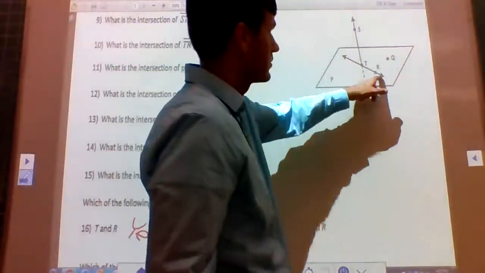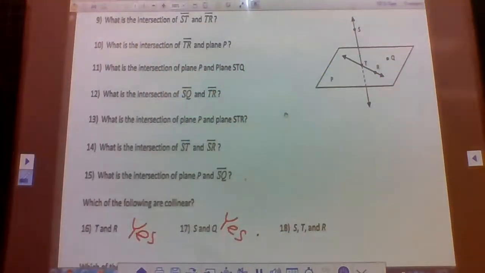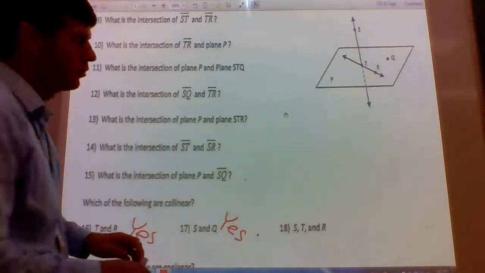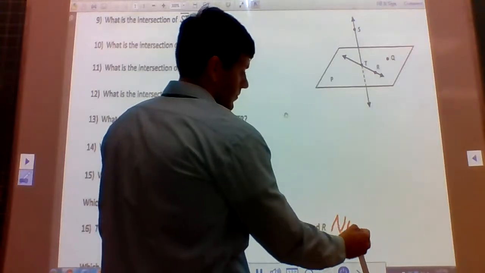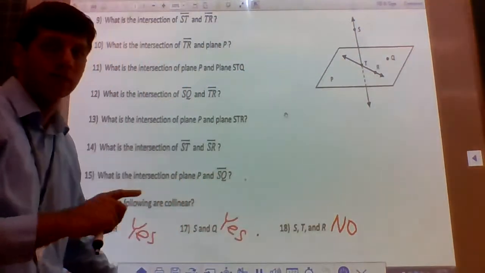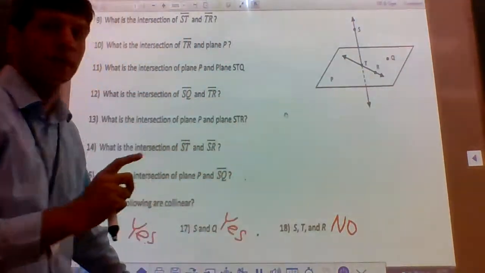TR, SQ, we got a line SQ there. How about ST and R? That's going to be nope. Okay, S is not on line TR. There's only one line you can make out of T and R. R is not on ST, and there's only one line you can make out of ST, right?